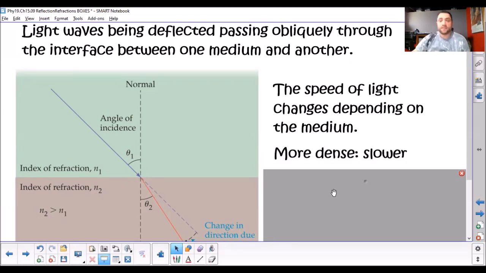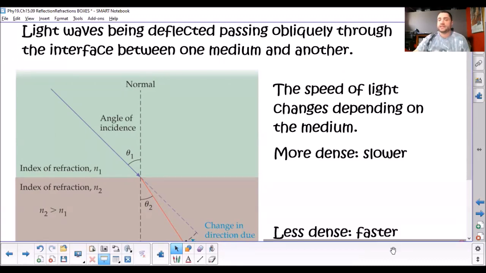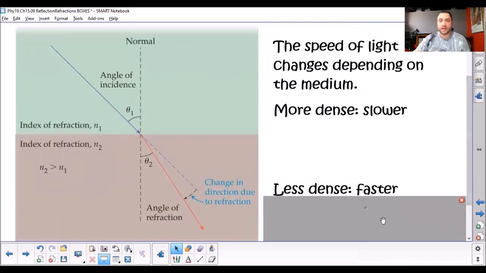As it hits, if it hits a more dense material, it's going to slow down. Yes, even the speed of light can slow down. If it hits a less dense material, it'll actually speed up. Now here on Earth, we don't have much less dense than air, but a vacuum would actually be less dense.